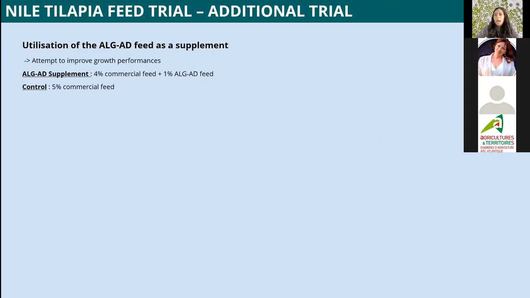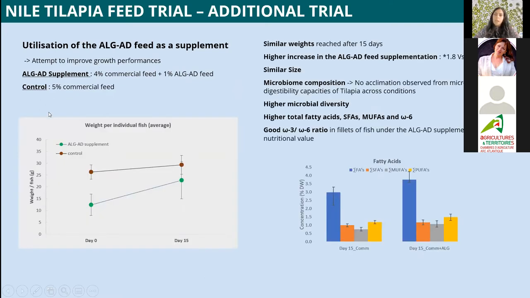So still, we had a lesser growth because of the ALG-AD feed. So we did an additional trial to try to see if we could improve the growth performances. And this time, instead of using the ALG-AD feed alone, we used it as a supplement. So we used 1% of the ALG-AD feed added to 4% of the commercial feed. And this was compared again to the commercial feed on its own. And overall, we had quite good results in terms of growth because that was clearly improved: the fish grew way faster with the ALG-AD supplement than with the commercial diet on its own.